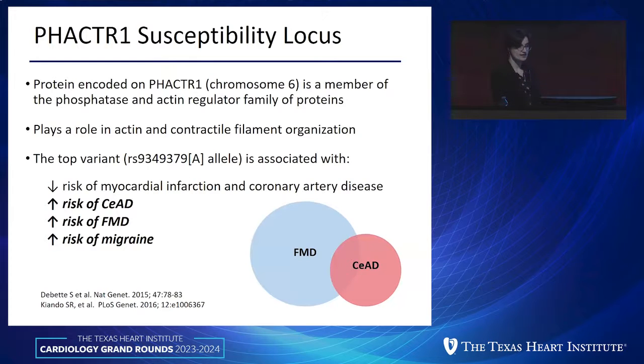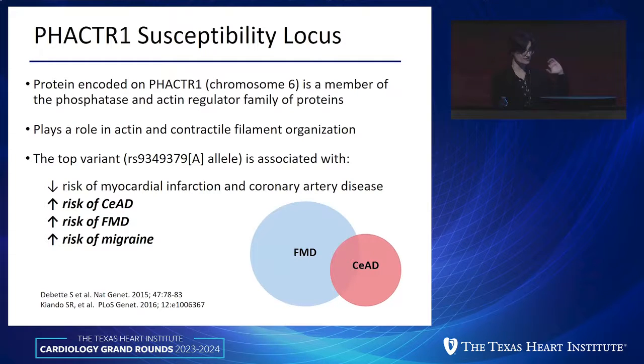And we finally are starting to get some genetic information to support the clinical overlap that we've been seeing. So this PHACTR1 locus is a member of the phosphatase and actin regulator family that plays a role in actin and contractile filament organization. A top variant seems to have bidirectional behavior. So if you carry this A allele, you're at increased risk for cervical artery dissection, FMD, and migraines, but you're at reduced risk for atherosclerotic renal artery disease.